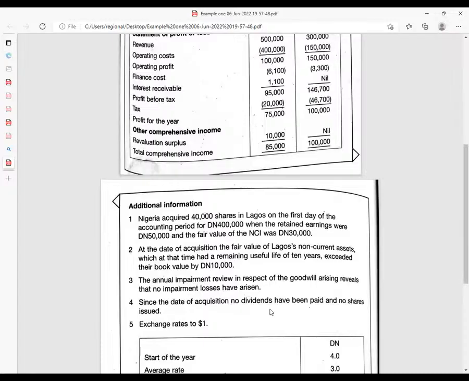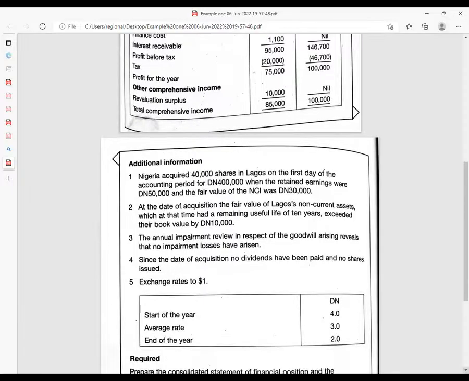The annual impairment review in respect of the goodwill arising reveals that no impairment losses have arisen. Four, since the date of acquisition, no dividends have been paid and no shares issued. We can see the exchange rates to dollars. We have start of the year, average rate is for the income statement items, and then end of the year is for the balance sheet items.